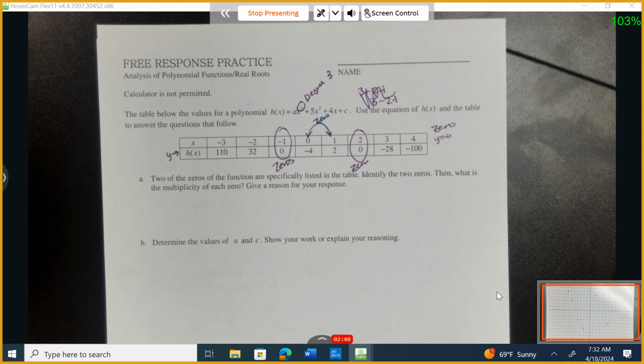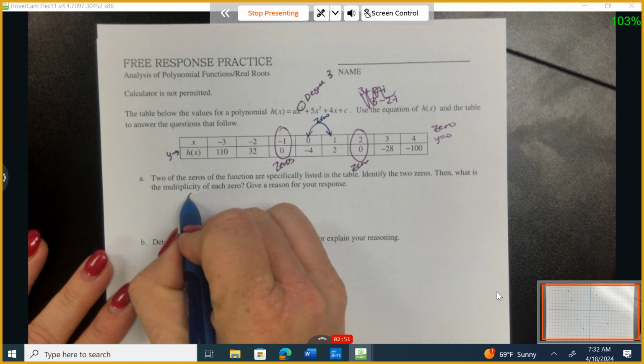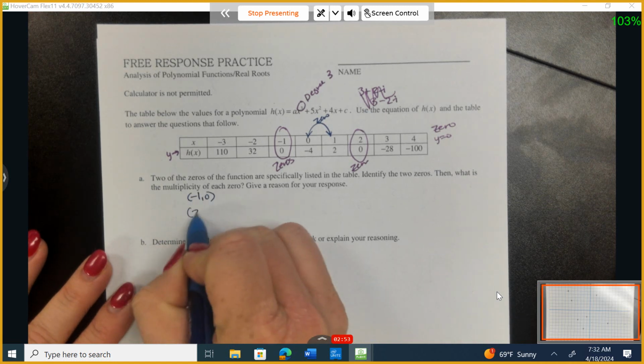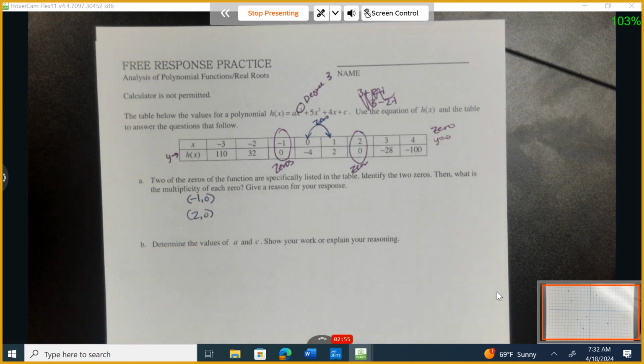Let's get started here. It says, part A, 2 zeros for the function g of x are specifically listed in the table. What are the 2 zeros and what are their multiplicities? So the 2 zeros would be, 1 zero is negative 1, another zero is 2, and those are multiplicities of 1. It cuts straight through. With a multiplicity of 1, it's changing. That y value or output value is changing positive to negative or negative to positive, vice versa. That's how I know it's a multiplicity of 1.